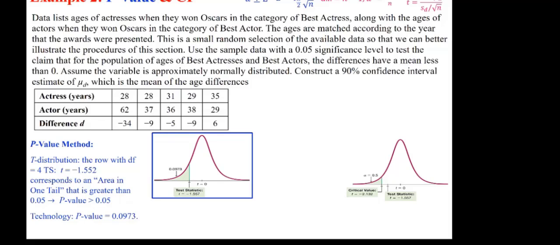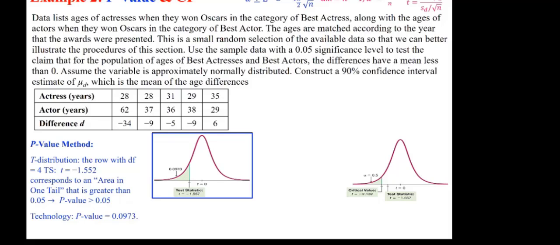And the test statistic is negative 1.552. And it corresponds to an area in one tail that is greater than 0.05. The p-value is not there. We can just tell that it is larger than 0.05, everybody, okay? So it is larger than 0.05. The technology gives you 0.0973. In a moment, I will show you how we arrive at that using a table. But for now, let's stick with that and let me show you the confidence interval.